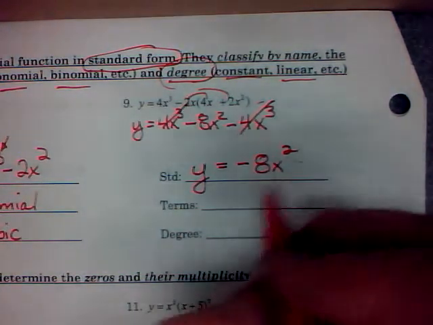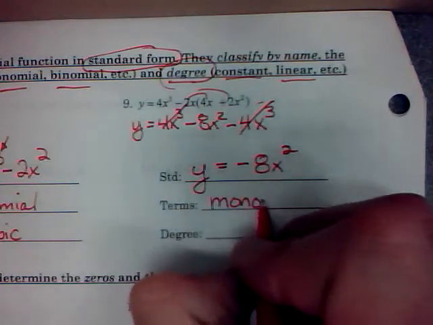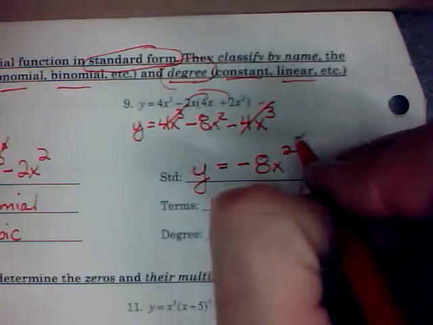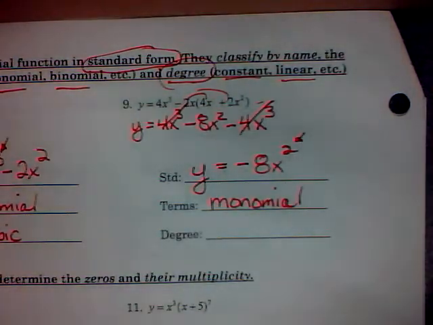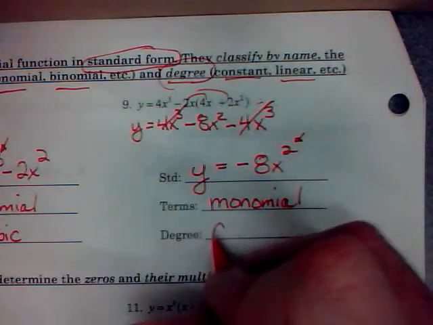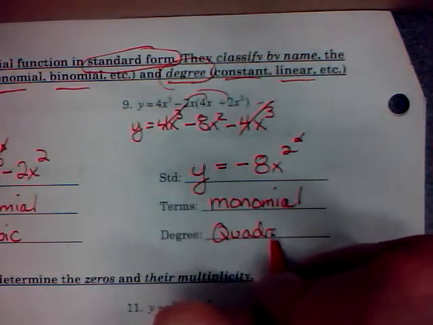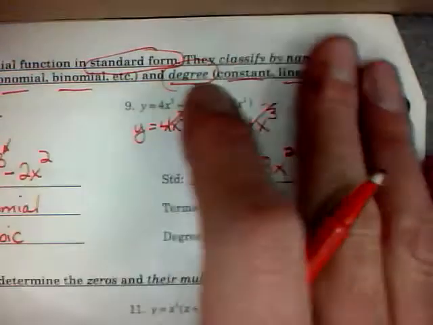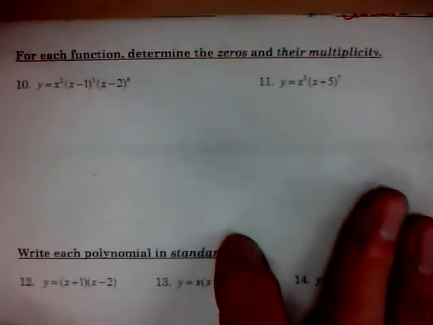And since there's only one term here, that would be a monomial. And then the degree, since this is a second power or second degree, that would be a quadratic. Okay. So that's 8 and 9. We probably have time to get 10 and 11 in this video.